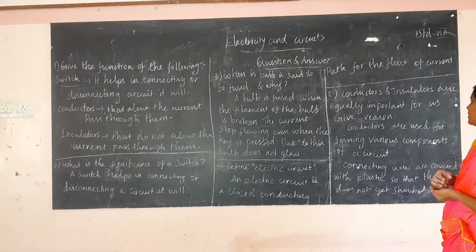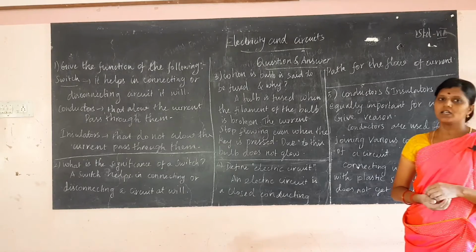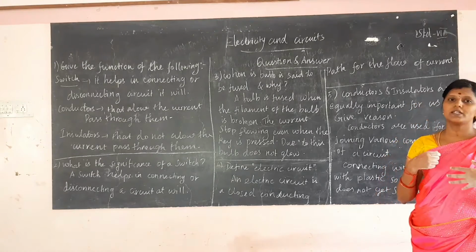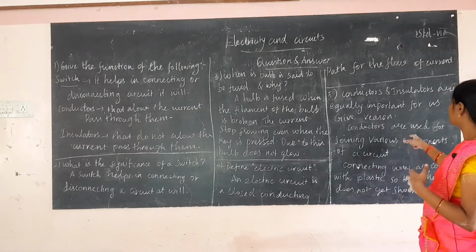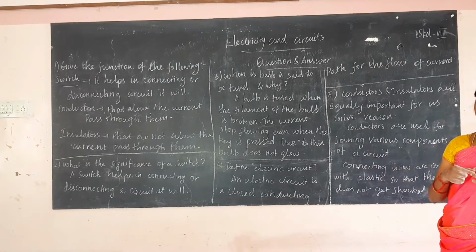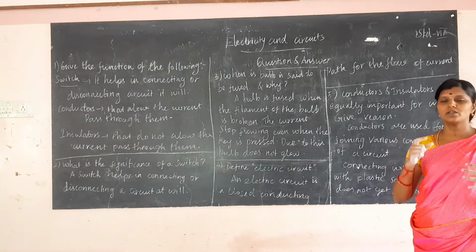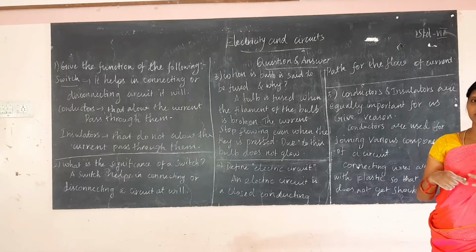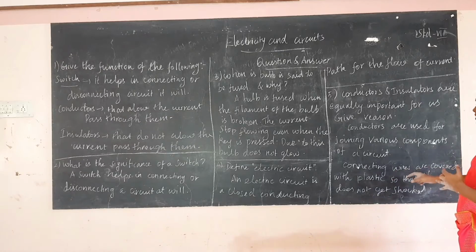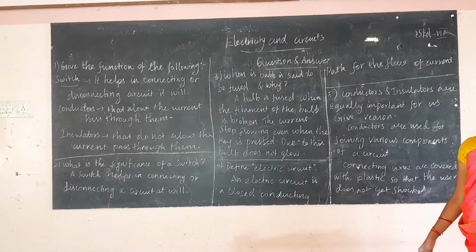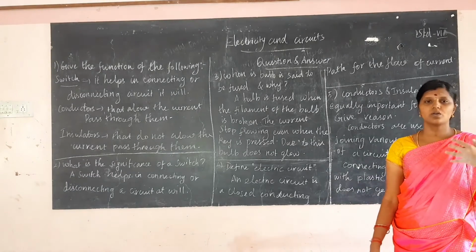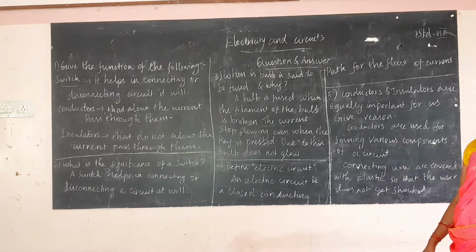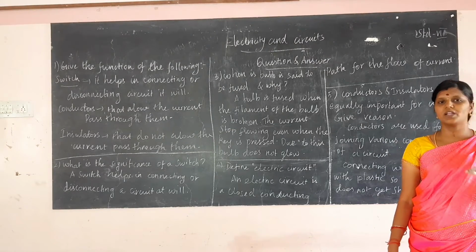Conductors and insulators are equally important for us. Give reason. Conductors are used for joining various components of the circuit. Circuit உள்ள various components connect பண்றதுக்கு conductors use பண்றோம். And the connecting wires are covered with plastic, so that the user does not get any shock. நம்ம தொட்டாலுமே எந்த shock அடிக்காது.